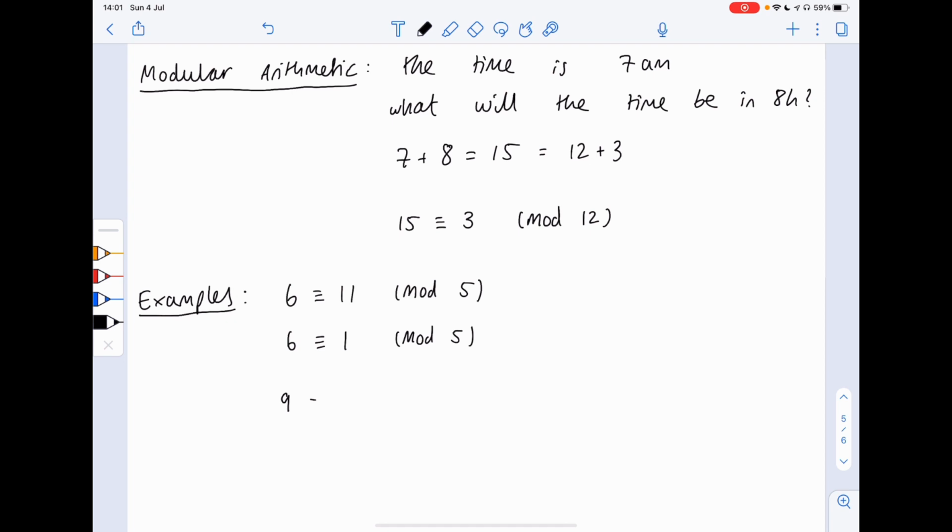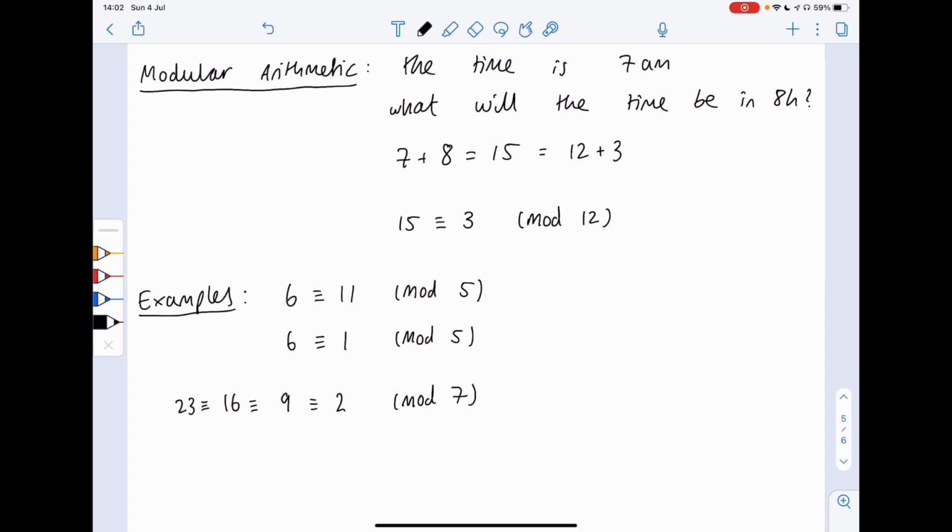Maybe 9 is the same as 2 mod 7. Right, because 9 is 7 plus 2, and 2 is 0 plus 2. But this is also the same as 16, right, because 16 is 14 plus 2, and it's the same as 23, because 23 is 21 plus 2.